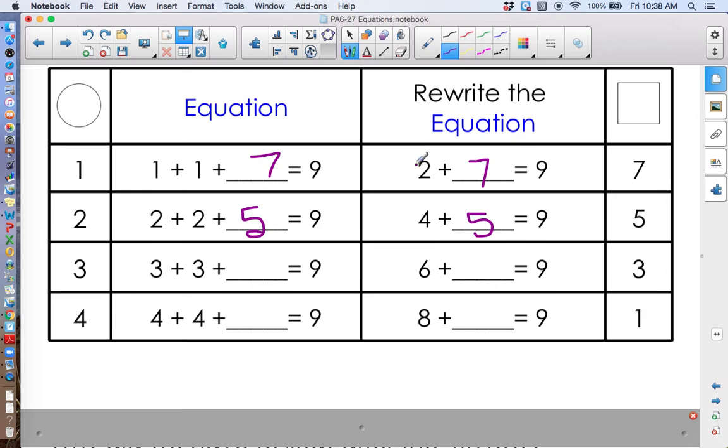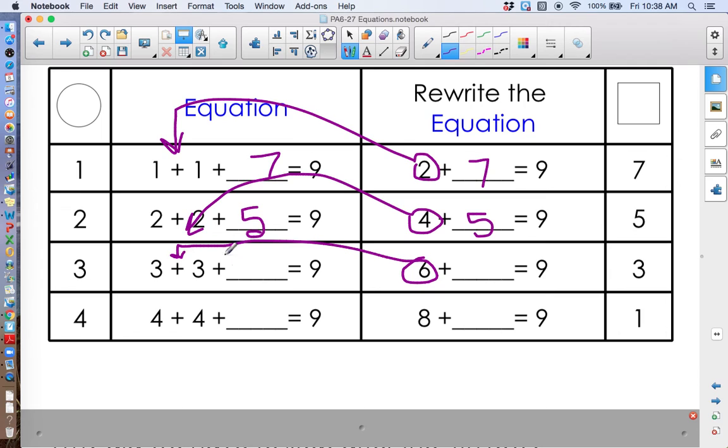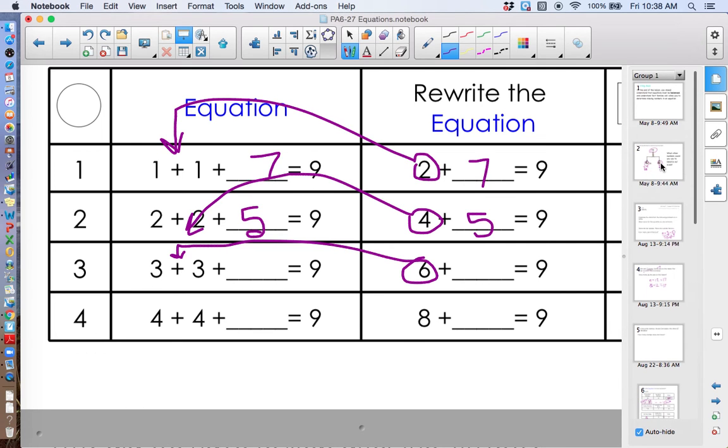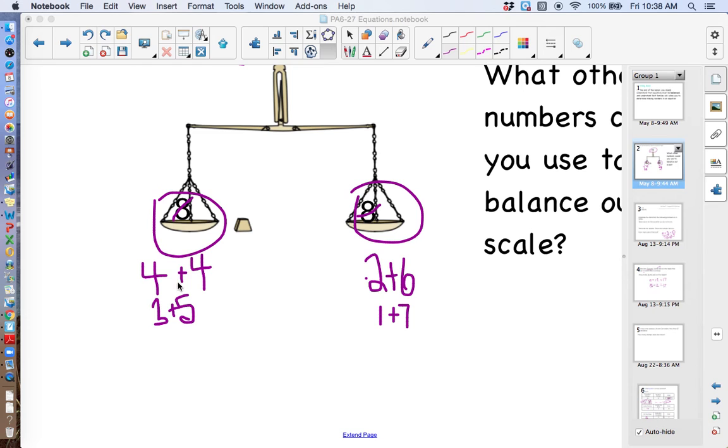You'll notice this part of the equation is this. 1 plus 1 equals 2. 2 plus 2 equals the 4. 3 plus 3 equals the 6. So it's just another way of rewriting your equation, kind of similar to what we were doing with the balance scale at the beginning of our lesson, when we were just coming up with different ways to come up with 8 on both sides.